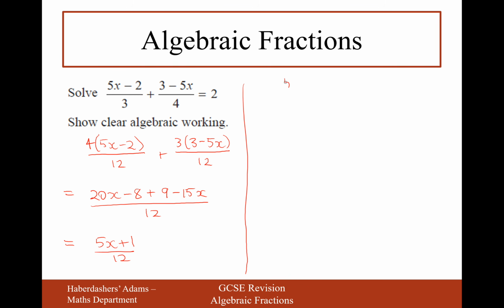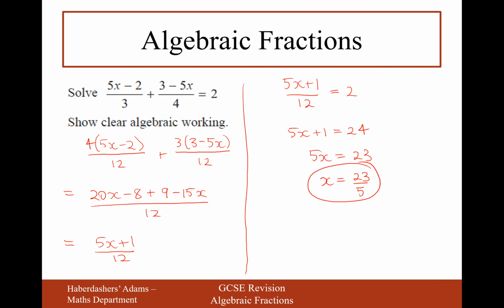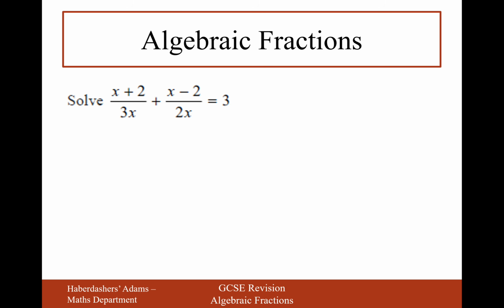Let's now set this equation equal to 2. So multiply both sides by 12, that'll make it 5x plus 1 equals 24. Subtract the 1 onto the other side, that'll make it 5x equals 23. And then divide by 5, that'll make it 23 over 5. And you can just leave your answer like this. Okay, let's move on to the next one. Pause the video and give this one a go.